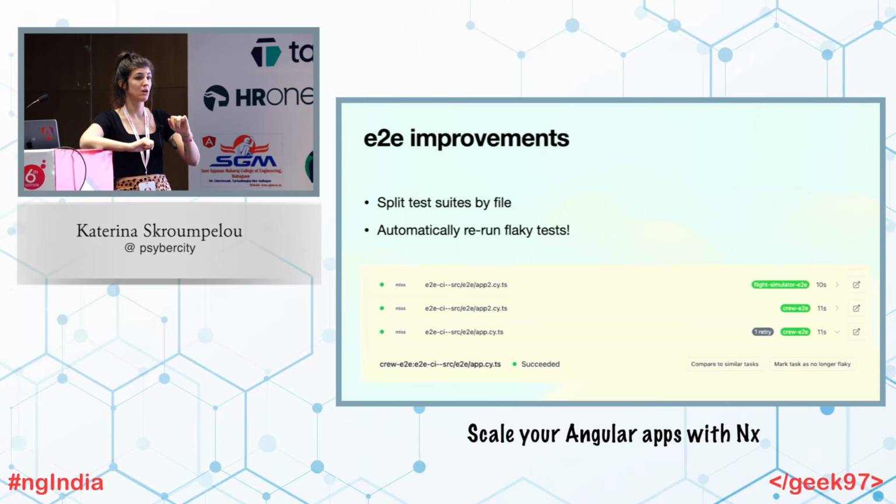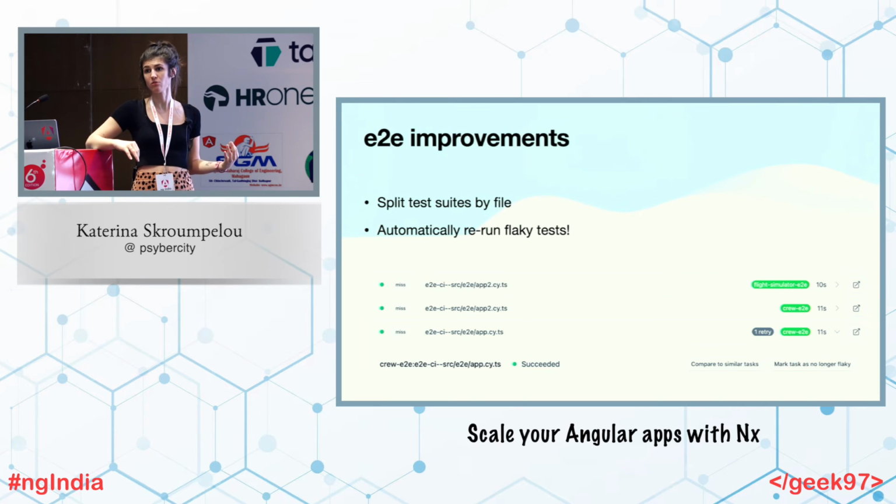We were talking about testing before, and how each test, if you run it, takes a lot of time. What NX does now is that it splits your E2E test suites by file. So if you have an E2E test suite, it breaks down each of the tests in each file and runs them in parallel. So imagine how much this cuts down the E2E test time.